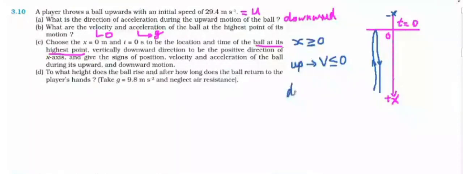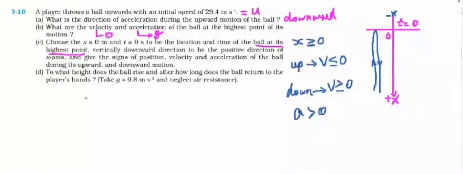And during downward motion, we think about downward motion, highest point velocity is 0. Remaining part velocity is along positive axis. Therefore, we can say velocity is greater than or equal to 0. Now, acceleration. Acceleration is always acting downward. Downward means in this question it is along positive x-axis. Therefore, acceleration is greater than 0.